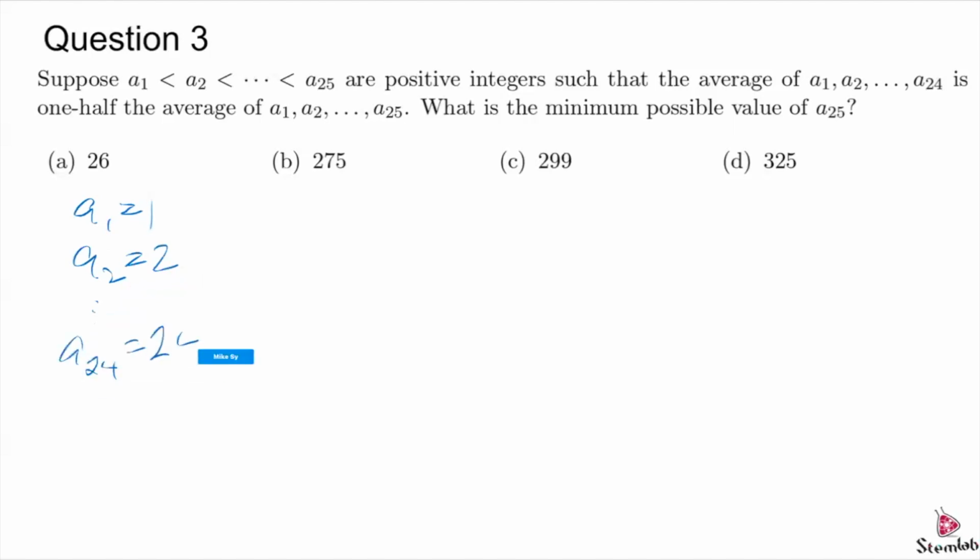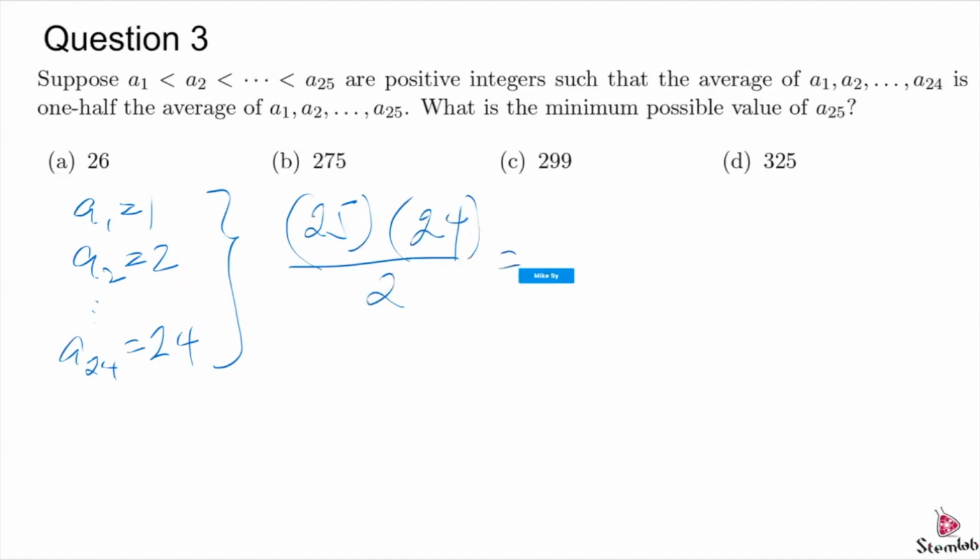The average of this series is the sum divided by 24. The sum, if you remember it, can be simply stated, because this is an arithmetic series, as the first term plus the last term, which is 25, times the number of terms, which is 24, over 2. Okay, so the sum is 300. Okay, so the average is 300 divided by 24, which is 12.5.